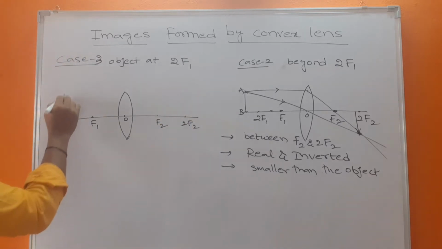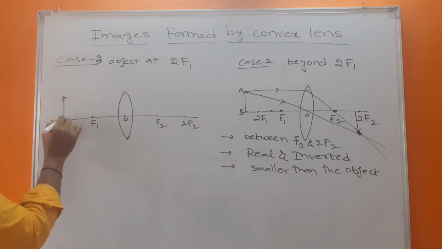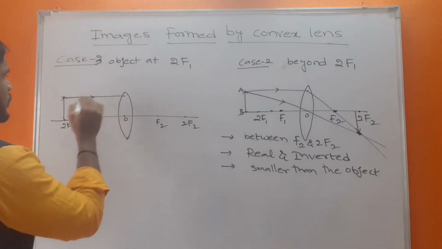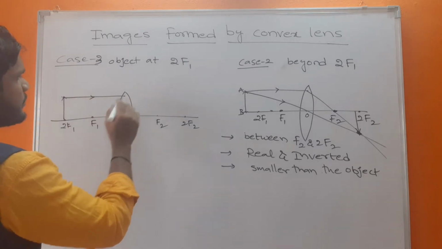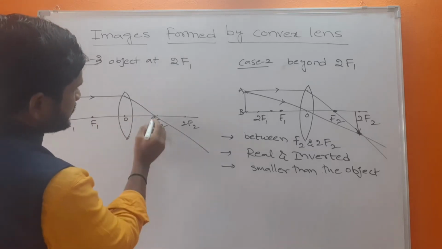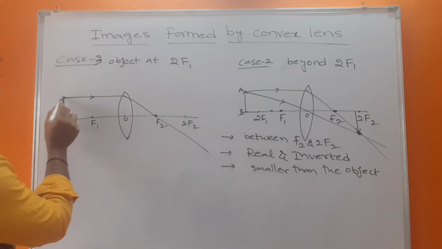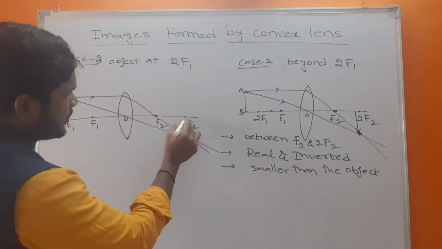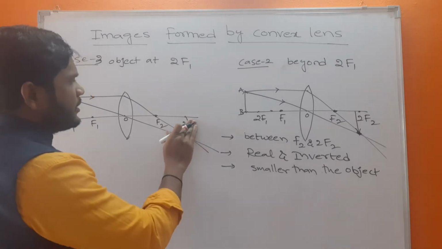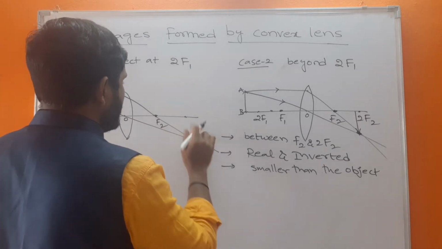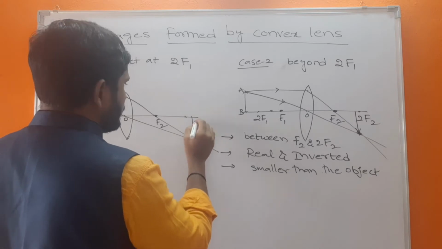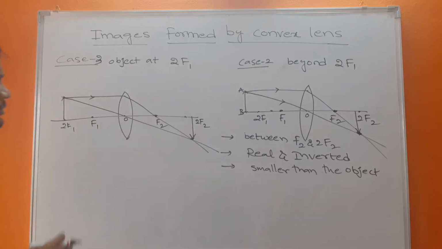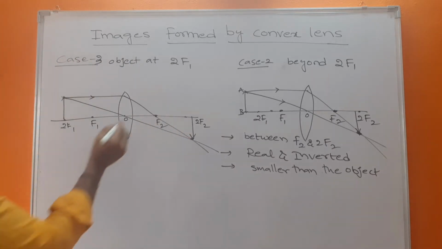When we place the object at 2f1, the minimum number of rays required to get an image is 2. Here the incident ray is parallel to the principal axis, so after refraction it passes through the focus. Another ray passes through the optic center and goes in a straight line without any deviation. Here we can see the position of the image at 2f2.